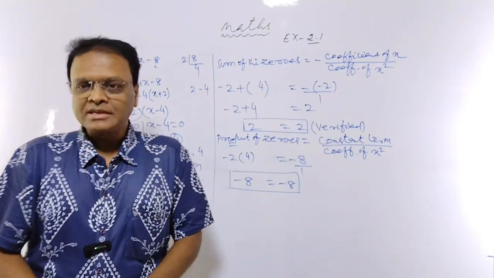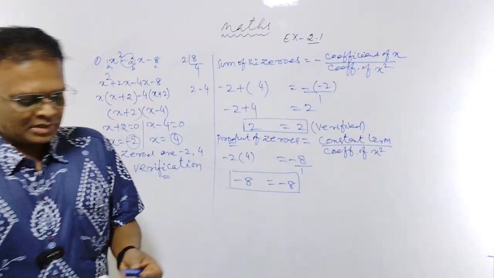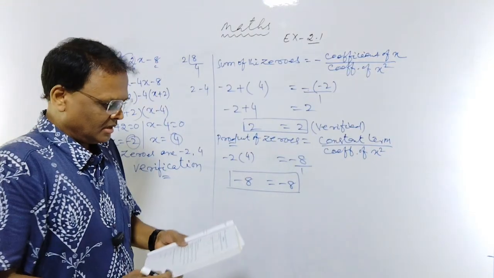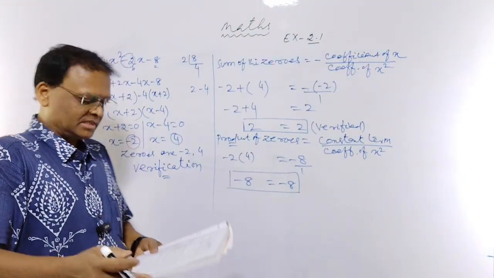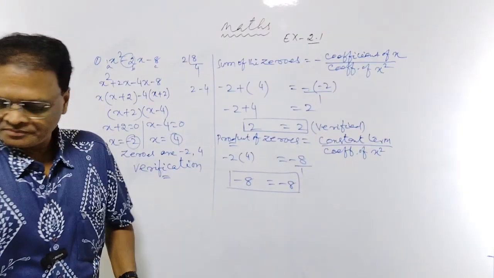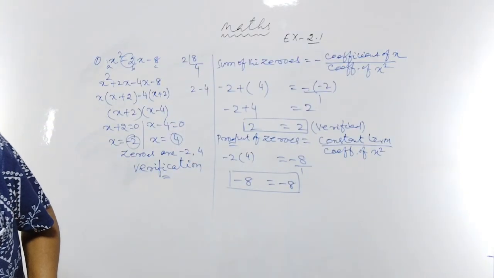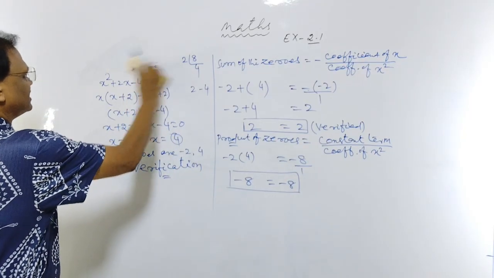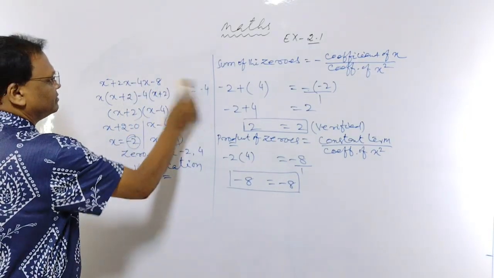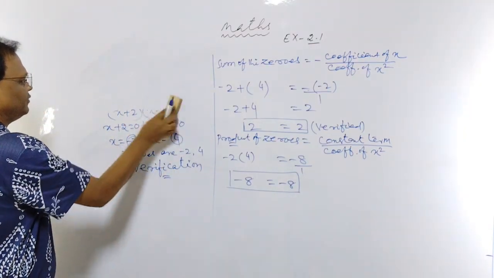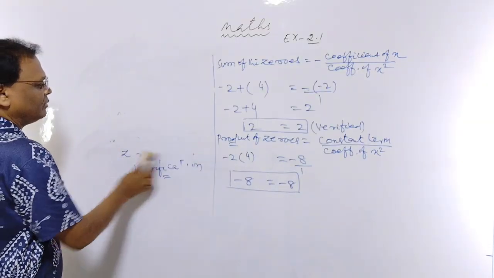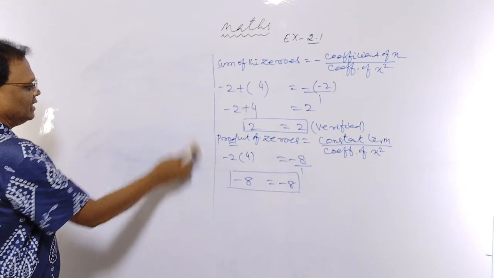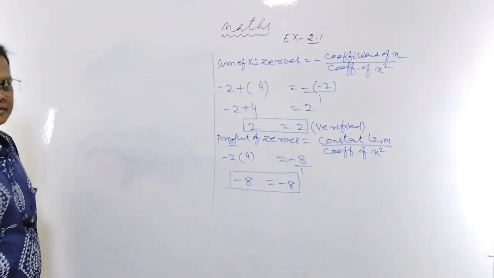Similarly, we can do the second question. So what about the second? The second one is 4s square minus 4s plus 1. Now let's start the next one. If you are understanding the first one, definitely the second one will be easy for you, because the method is this one only. No other method. I do the same method that I just did here.